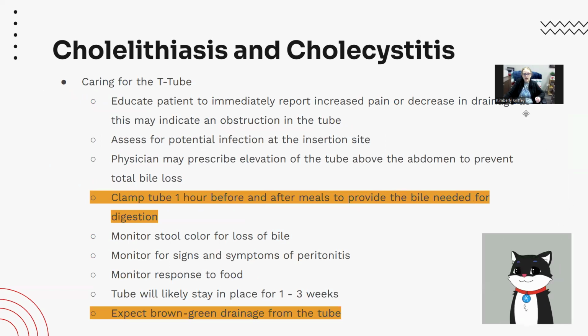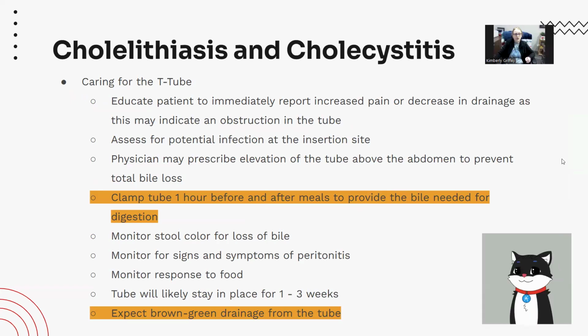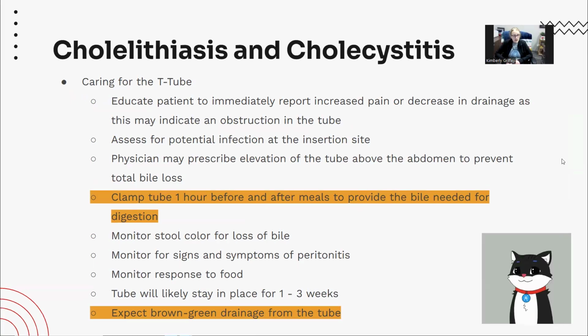So if you have a T-tube, you want to educate them to immediately report any increased pain or decrease in drainage, as this can indicate an obstruction in the tube. You want to assess for infection at the insertion site, and then the physician may prescribe elevation of the tube above the abdomen to prevent total bile loss.